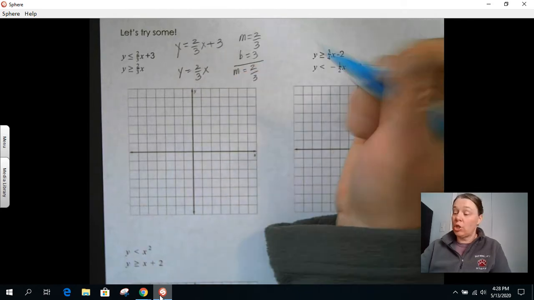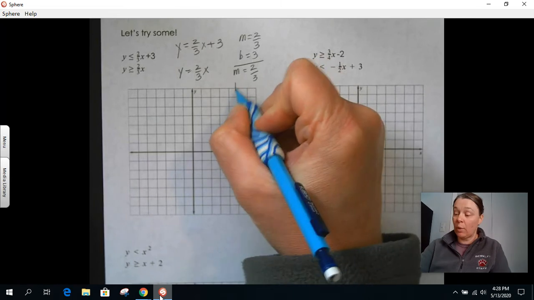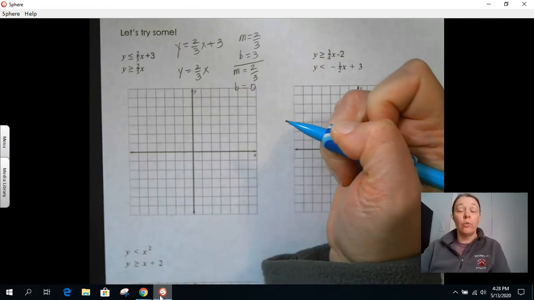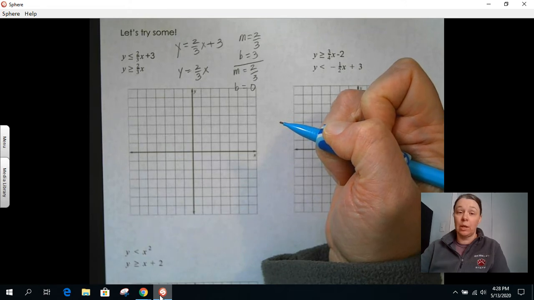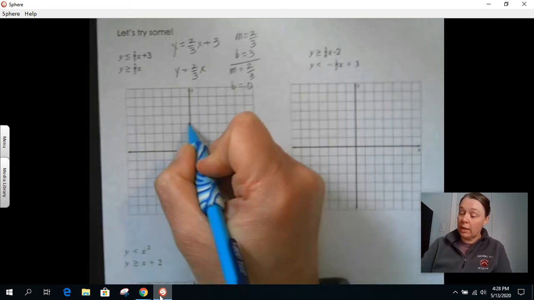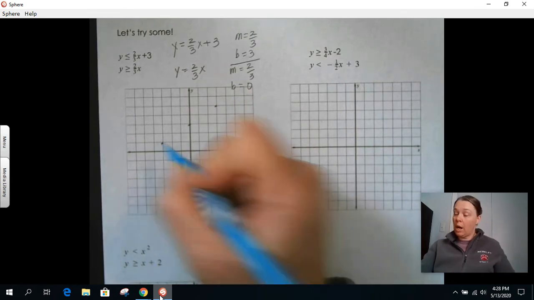Okay, I just jotted down my y-intercept here is 3. Here I don't see anything written. Remember, that means our y-intercept is 0. Hopefully you said, because the slopes are the same, we're going to have parallel lines. Okay, so let's take a look at this. My first line starts at 3. I have a slope of 2/3, so up 2/3.